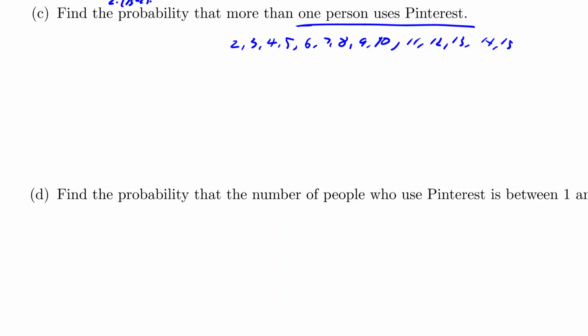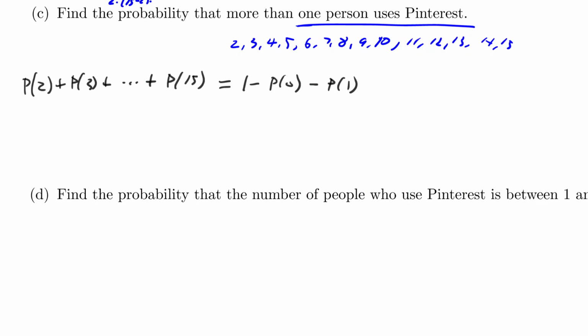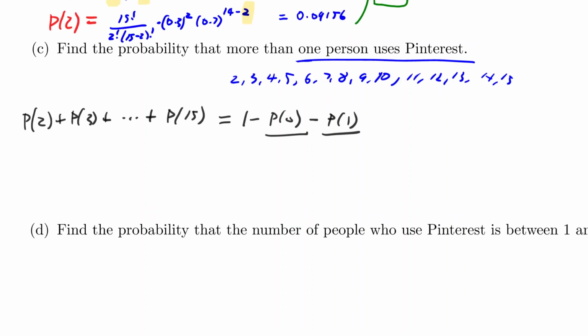So we want to find probability of 2 plus probability of 3 plus all the way to probability of 15. But instead of finding this directly, what we can do is 1 minus probability of 0 minus probability of 1. In that case, we only need to apply the formula twice. So we're finding probability of less than or equal to 1, and then subtracting the number from 1. That's what we're doing.